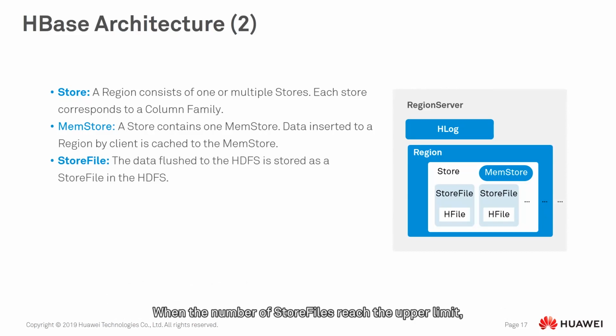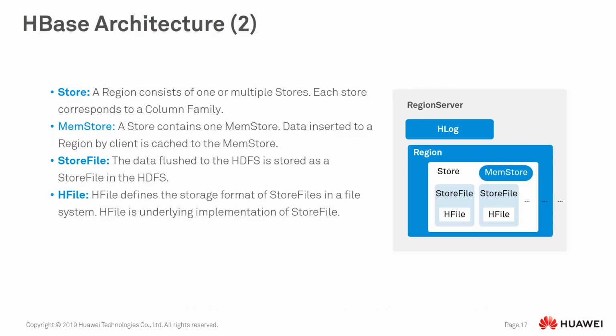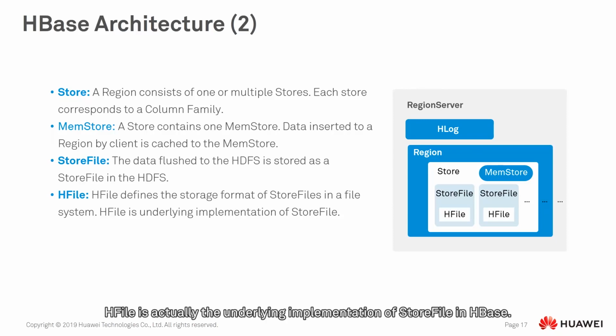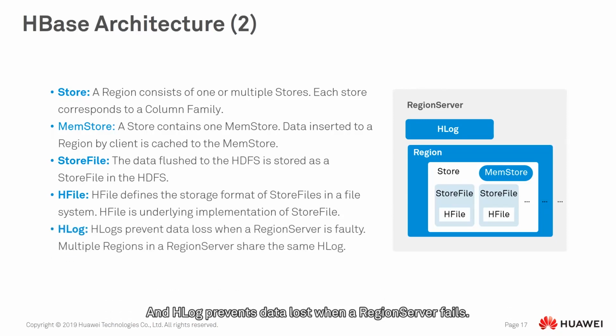When the number of store files reaches the upper limit, region server merges multiple store files into a big store file. Hfile defines the storage format of store files in a file system. Hfile is actually the underlying implementation of store file in HBase, and hlog prevents data loss when a region server fails. Multiple regions in a region server share the same hlog.